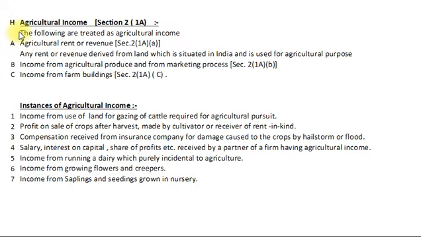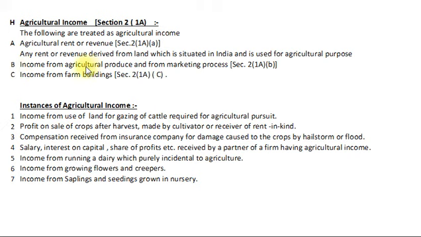Our next definition is for agricultural income, which is defined under Section 2(1A). As per the definition, the following are treated as agricultural income. Number 1, agricultural rent or revenue, Section 2(1A)(a): any rent or revenue derived from land which is situated in India and is used for agricultural purpose. Here, the first point mentions the rent or revenue from agricultural land situated in India becomes agricultural income.